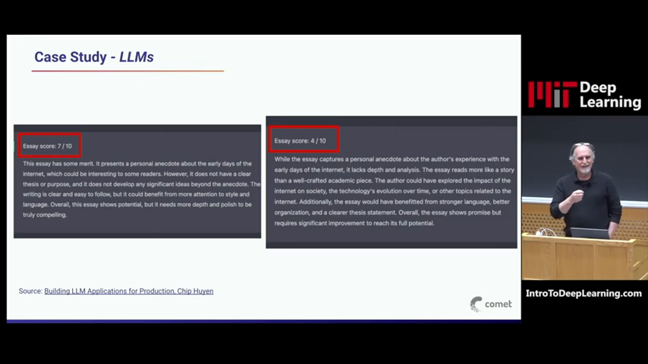Was it the exact same input for both? Yes, it was. So the question is, was it the same exact input for both of these? And yes.